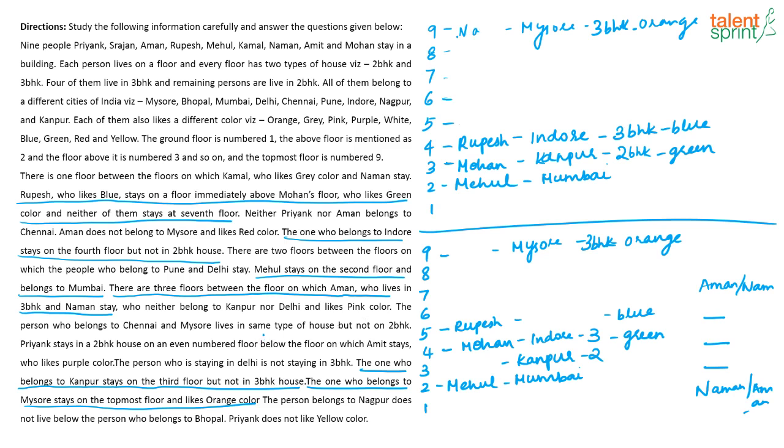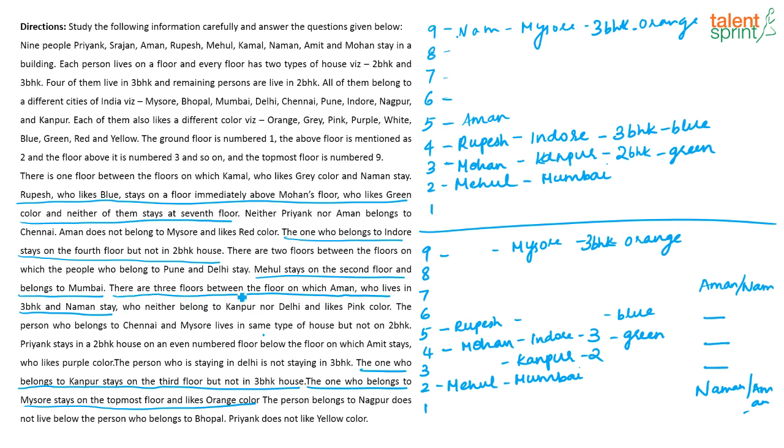If I put Naman here, 1, 2, 3, which has to be Aman? This has to be Aman. Now what else is given? Neither Priyank nor Aman belongs to Chennai. Aman does not belong to Mysore. There are 2 floors between, okay, after that again Aman and Naman who neither belong to Kanpur.